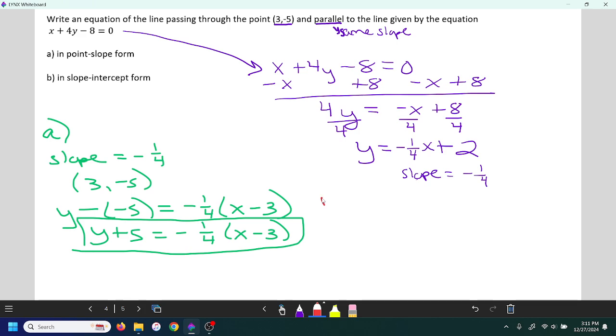Part B wants this equation of the same line but in slope intercept form now. And so all we need to do for that is take this form and rewrite it in slope intercept form. So slope intercept form is y equals mx plus b, which doesn't have parentheses. So the first thing we need to do is distribute that negative 1/4 on the right side. So we'll have negative 1/4 x, and then we'll have a negative times a negative. So a positive there, and it's 1 over 4 times 3 over 1. So that'll give us 3 over 4.